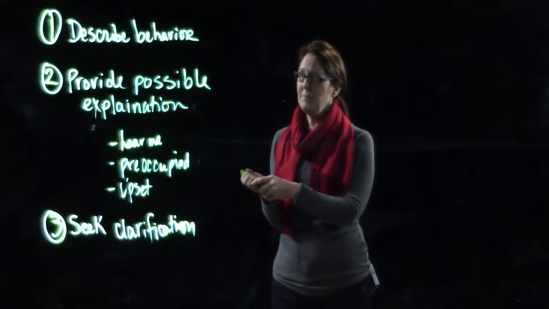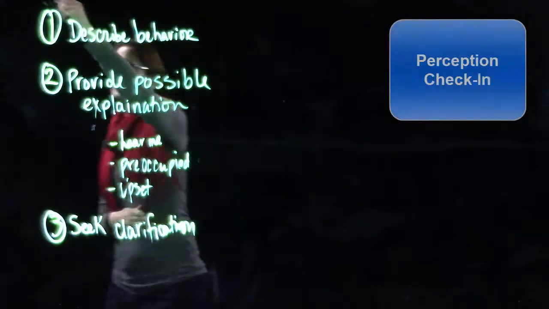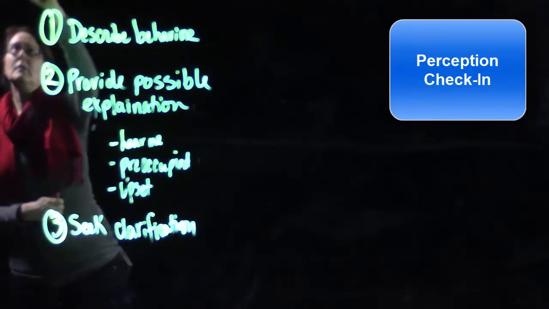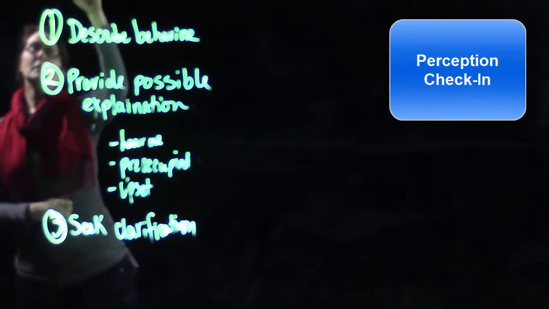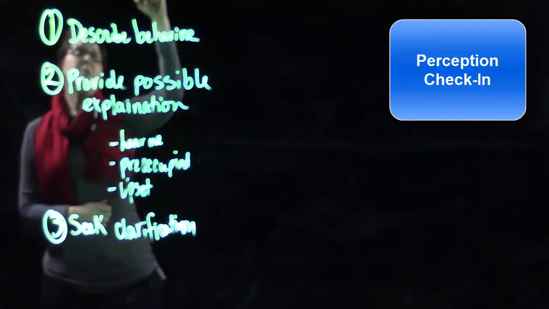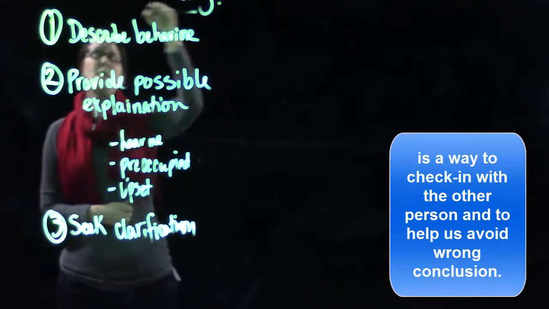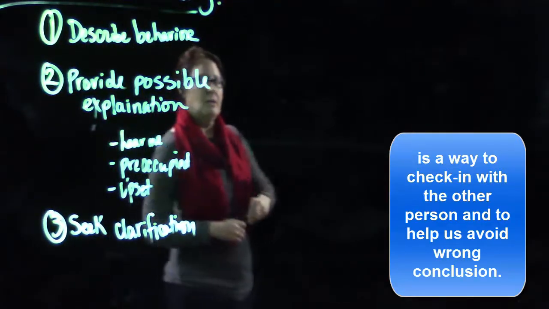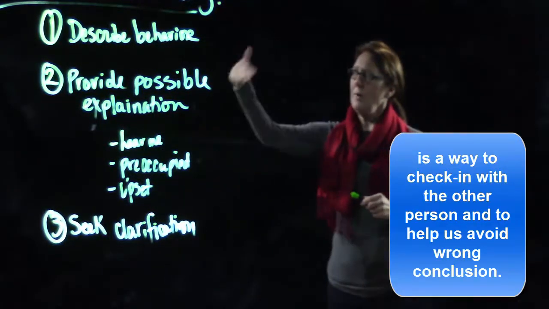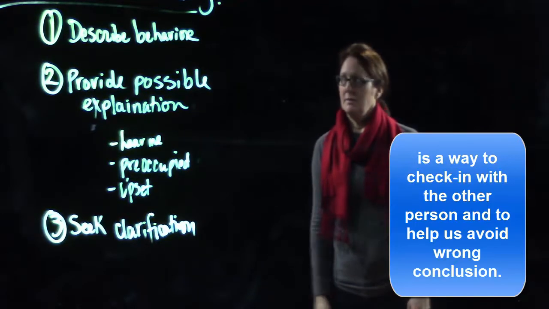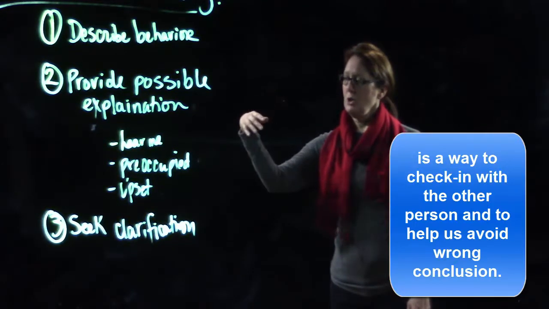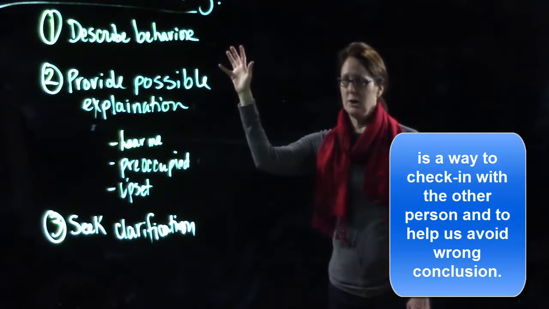So that's perception checking. And I'm just going to write it on the board. Perception checking is a way to check in with the other person to help us make sure that we're not jumping to conclusions.